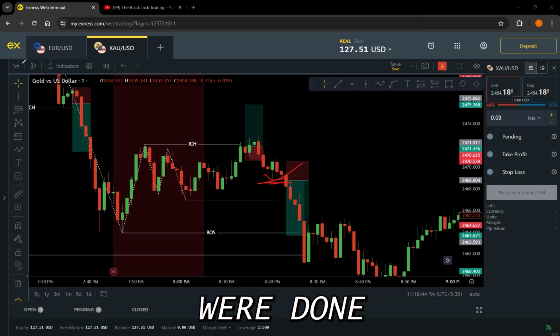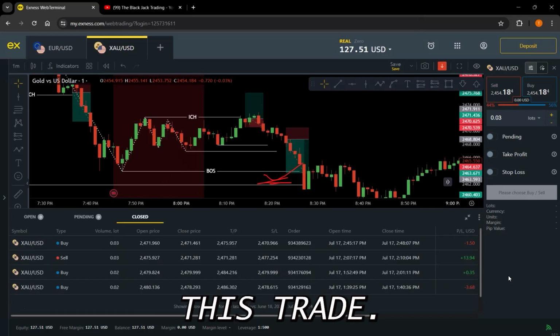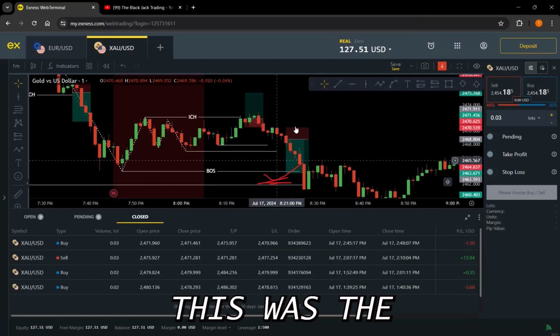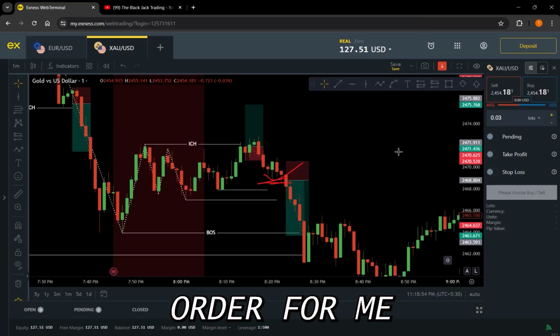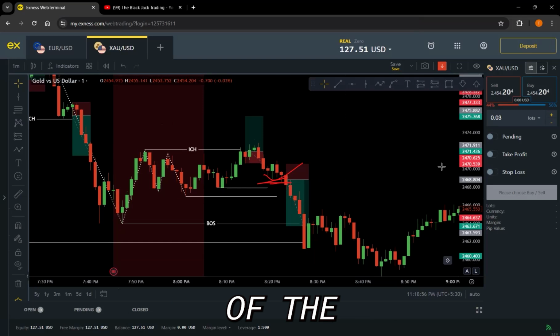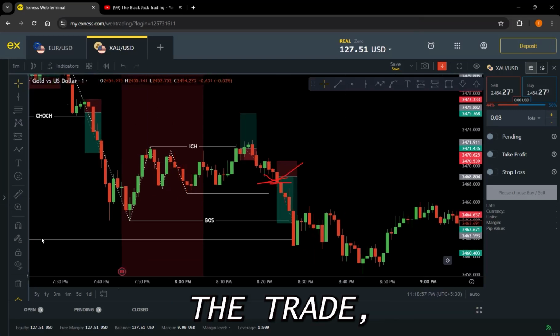However, my four trades were done, and that is why I was not able to take this trade. As you can see, this was the fifth trade in the market, but as per my discipline, I'm only allowed four trades per day. So in total, we made more than 2% of the capital today. Okay, this is how we have taken the trades, except for the brokerage.